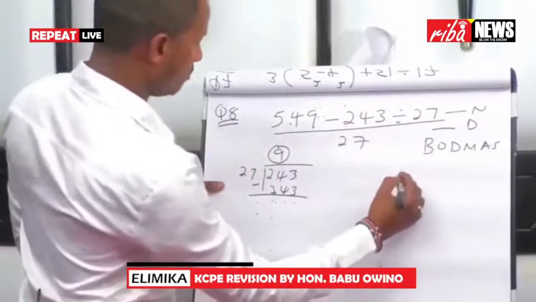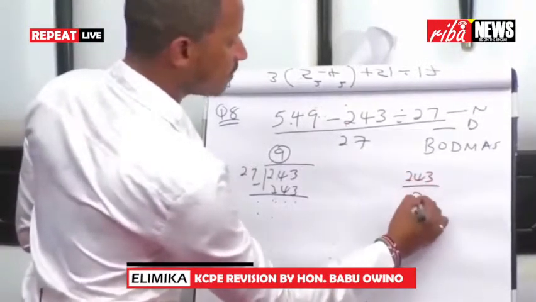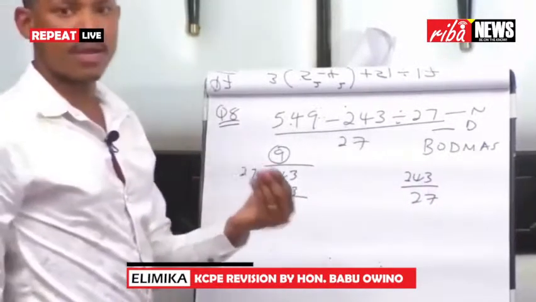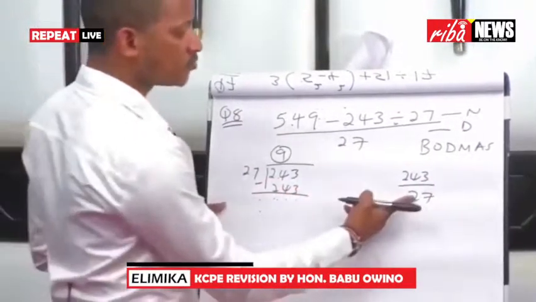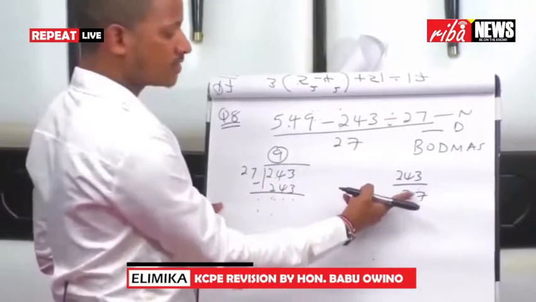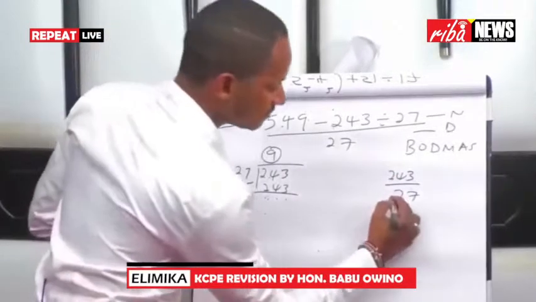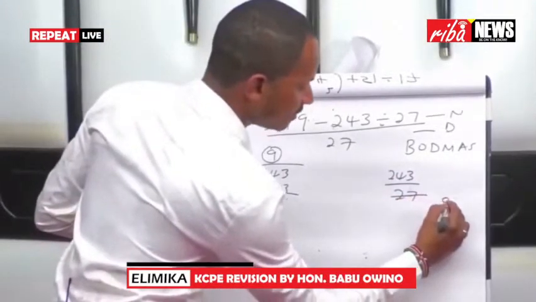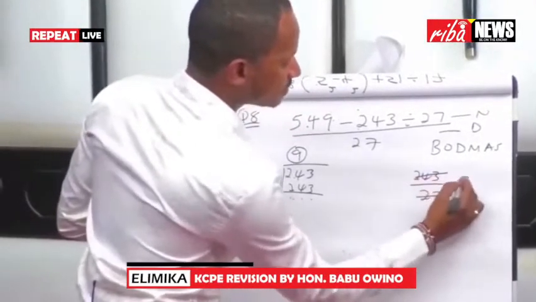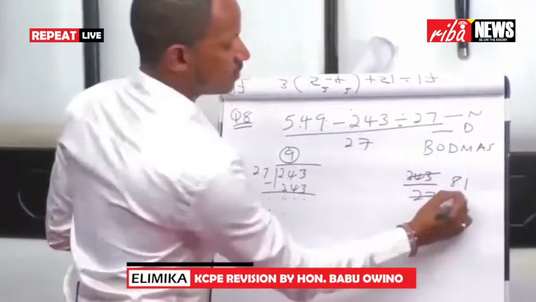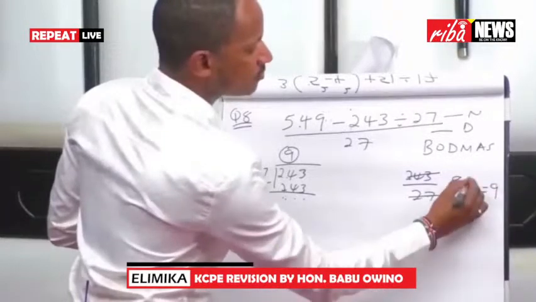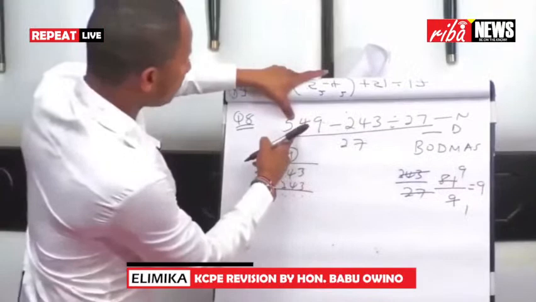Or use cancellation, which is 243 divided by 27. When you are dividing using cancellation, you use the least prime number. The least prime number that can go into both 27 and 243 is 3. 3 goes into 27 9 times. 3 goes into 24 8 times, then into 3 once. Then you'll have 81 divided by 9, which is equal to 9. 9 goes here once, 9 goes here 9 times. So therefore, we have 549.